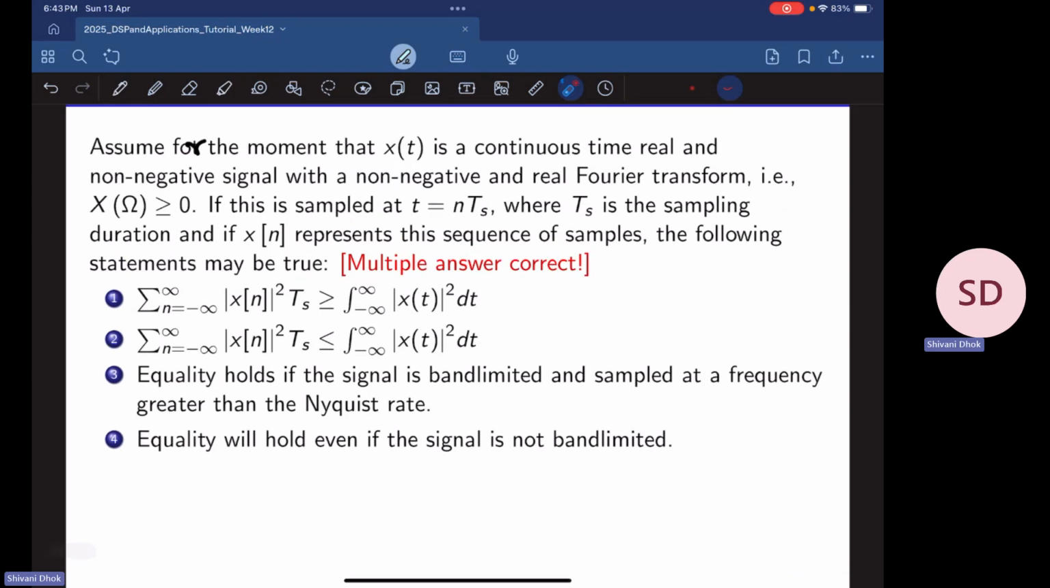Looking at this particular question, working in time domain seems difficult. So now we'll make use of the frequency domain representations, and we'll use the very important property of DTFT and CTFT, which is known as Parseval's theorem. I'll list down Parseval's theorem whenever it is necessary. Okay, so let's start.